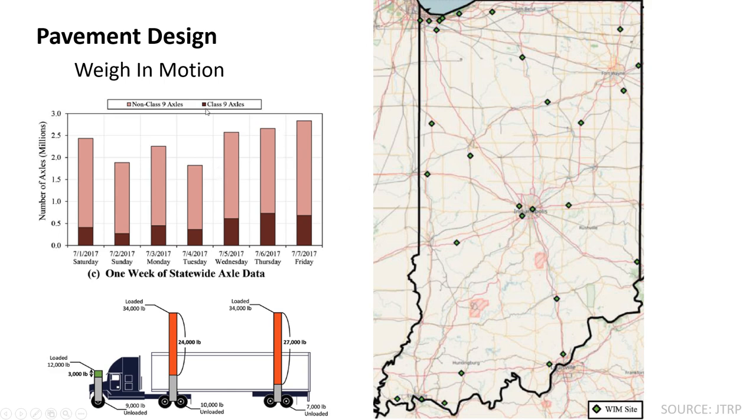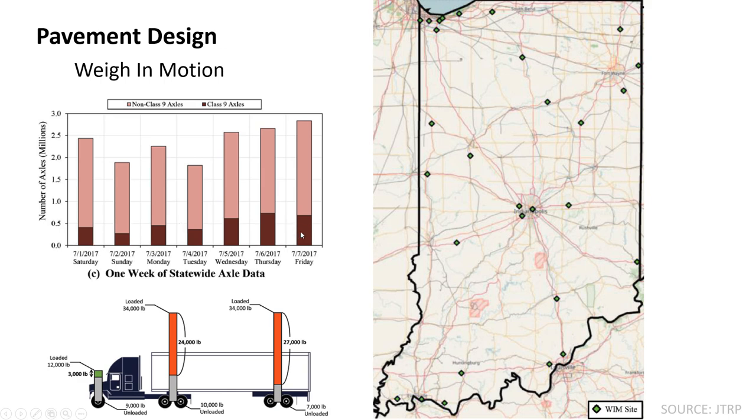And so a class 9 truck is this. This is our semi. That's our class 9. And so here's the number of axles passing statewide at all these locations with the green diamonds for a week. And you can see here's how many axles are being generated by trucks, and this is in millions over here. Here's all the non-semi axle loadings, right? So there's a lot of truck axles passing through there.